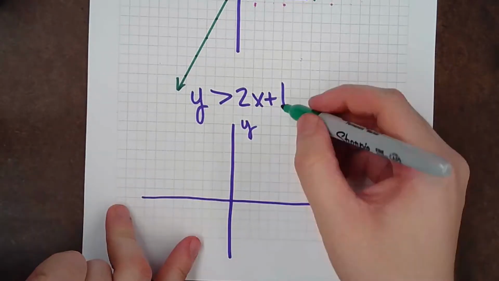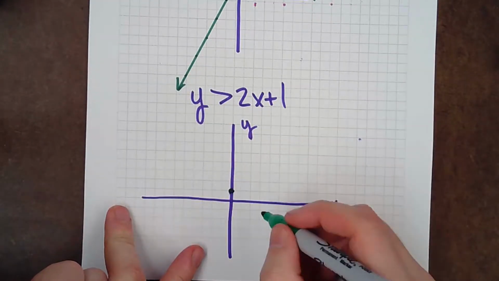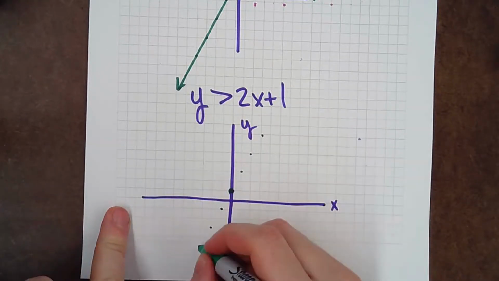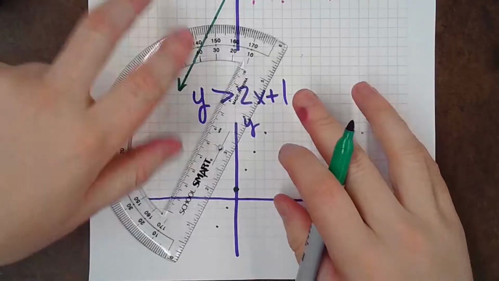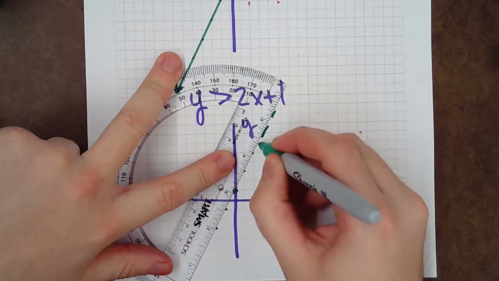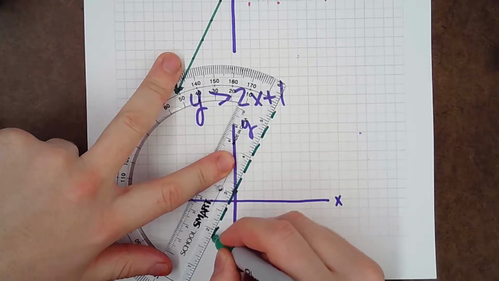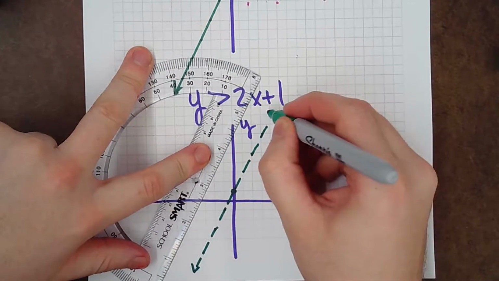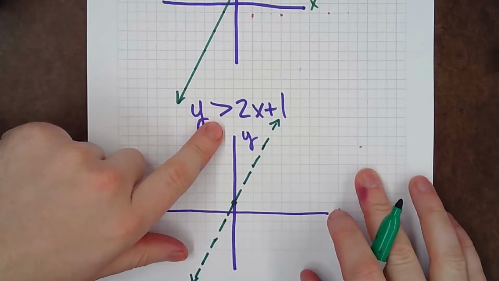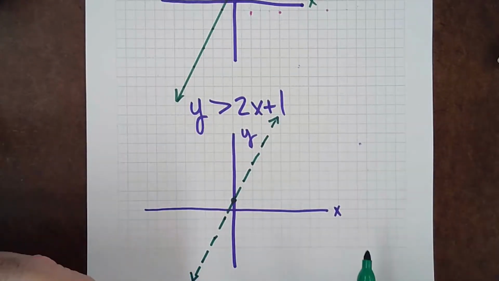So I'm going to do the same line. 1 is my y-intercept, and then up 2 over 1 is my slope, etc., etc. And then I'm going to draw that line. Remember, I'm going to do a dash this time because I don't want to include this line. This is just a divider line. This line represents all the points where y is 2x plus 1, which is not what I'm interested in. I want to know where y is greater than 2x plus 1.